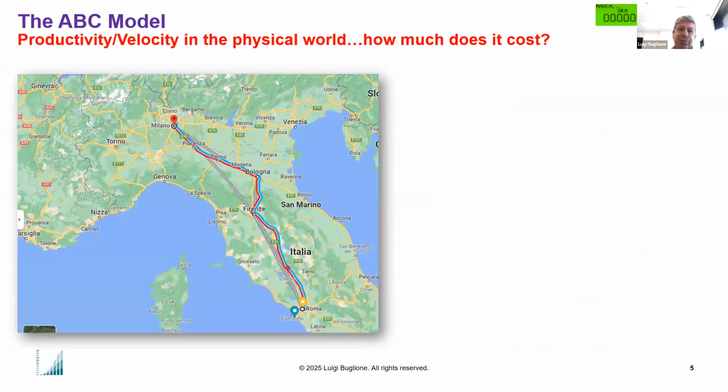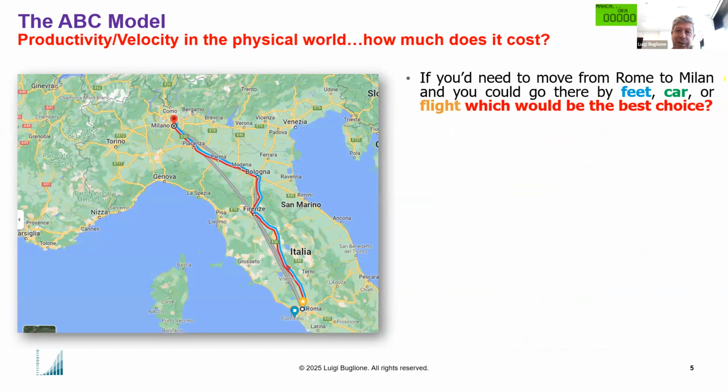But in order to introduce our topic, that are PDR and productivity, imagine coming back to a couple of real situations. For instance, the first one: if you need to move from Rome to Milan, you know I'm speaking from Italy, there is a distance. And if you would like to cover this distance by foot, car, or flight, which could be the best choice?